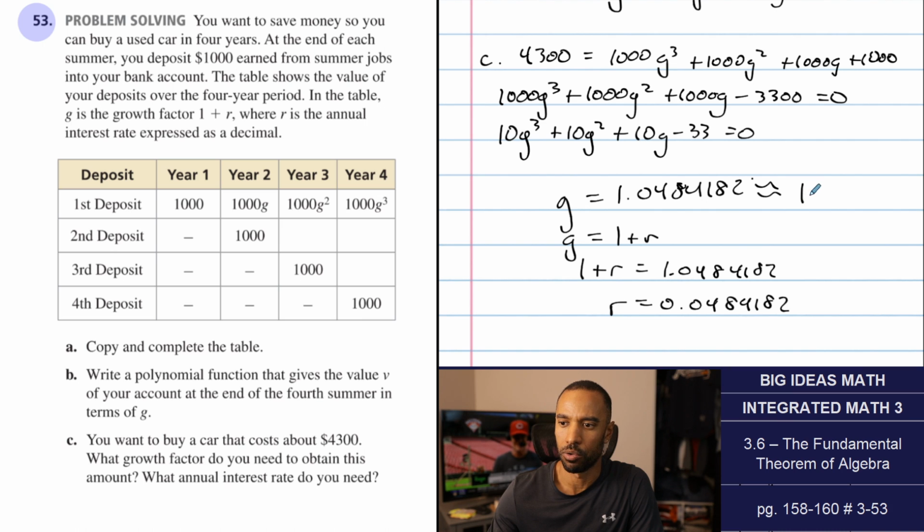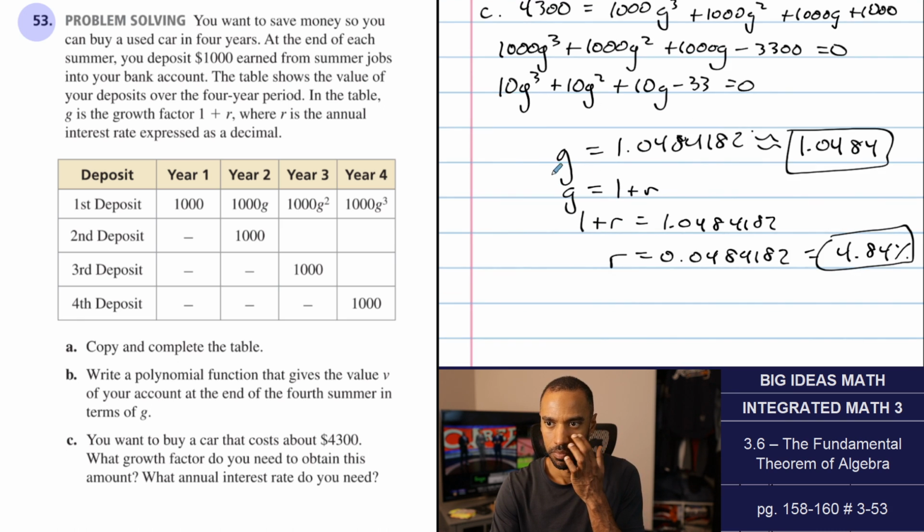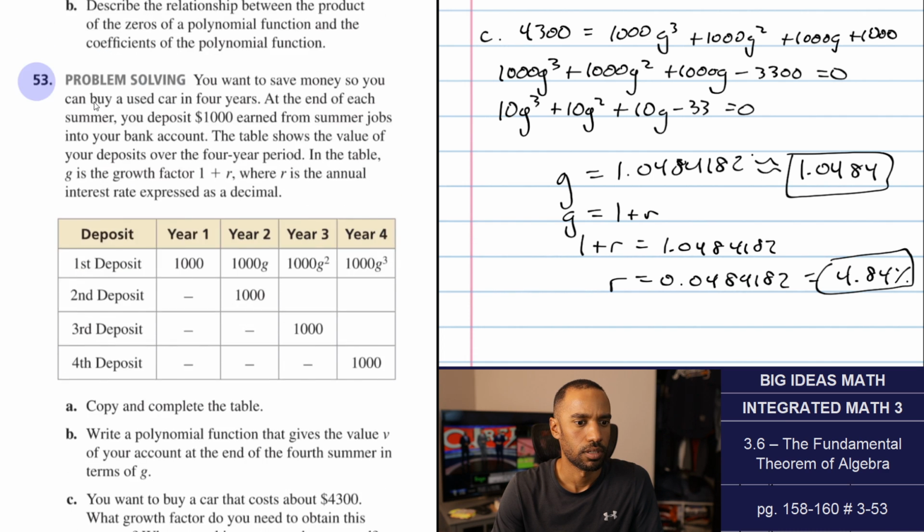So this G is about 1.048. R is a percentage, right? This is about 4.84%. So that's what we're going to get out of that. I'm just using the calculator at that point. It's one of the more complex questions with the numbers.